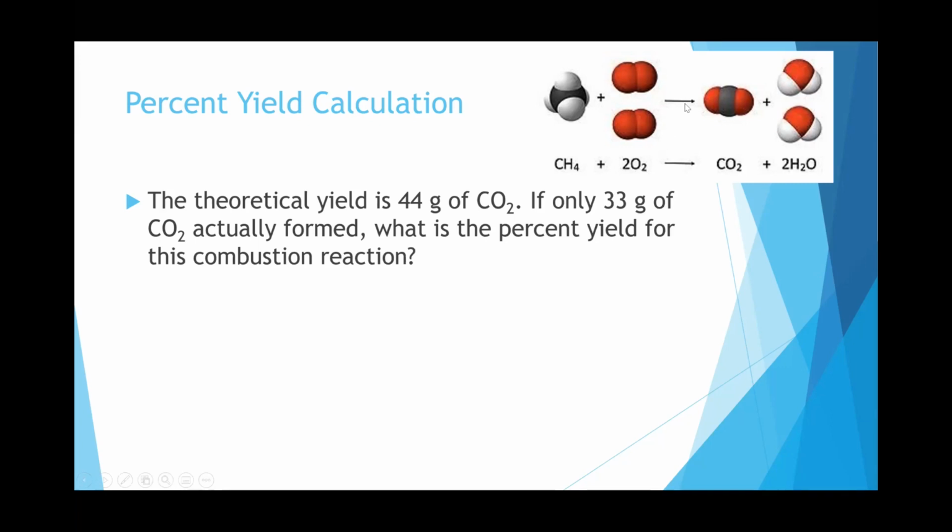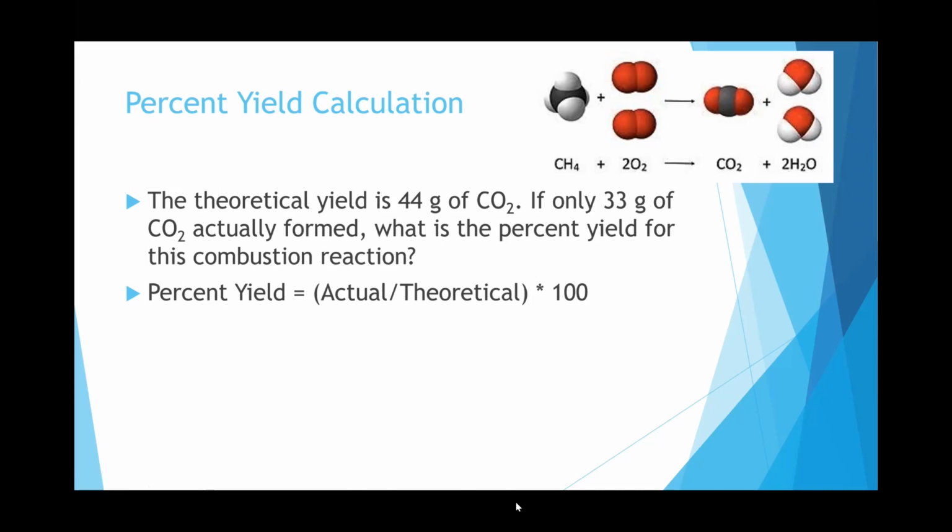So this reaction type is called a combustion reaction. The reason it's called combustion is we're reacting our molecule, which is CH4, with oxygen. And we always form carbon dioxide and water in a combustion reaction. So to calculate the percent yield, it's the actual over theoretical times 100. So that's our formula.